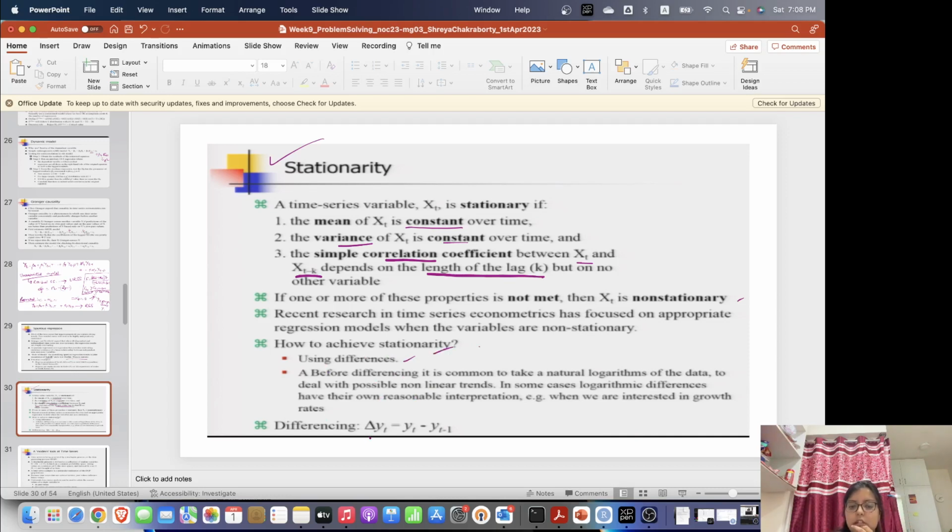And this is the first order difference. Differencing means taking differences between consecutive terms.